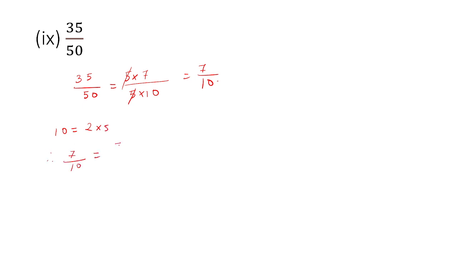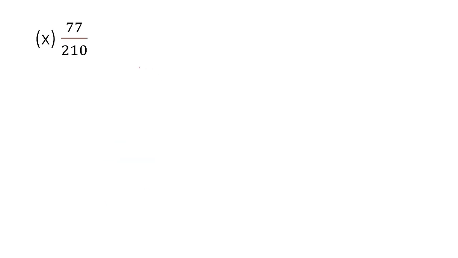Let's go with this. Now, even with this, 35 and 50, they are not co-primes, right? Because both of them have a common factor, which is 5. So 5 into 7, 5 into 10. So you can cancel out 5. So you'll be getting this as 7 by 10. And 10 can be written as 2 into 5. Therefore, 7 by 10 is 7 divided by 2 into 5. So the number terminates, okay? It terminates.